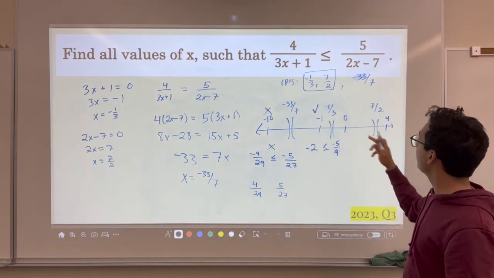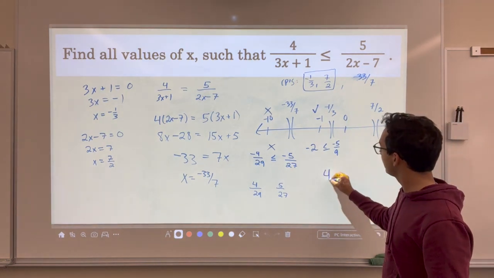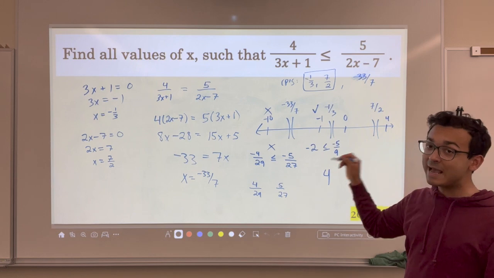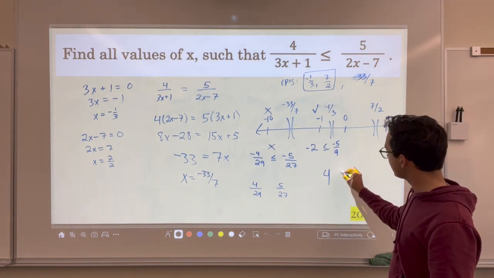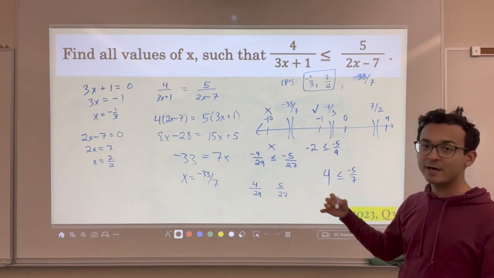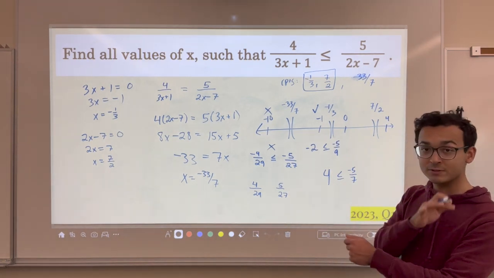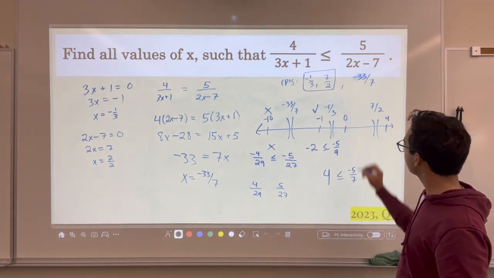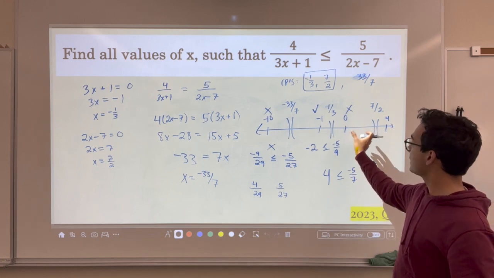So now we can test 0. If we plug in 0, we just get 4 over 1, which is 4. If we plug in 0 here, we get negative 5 over 7. And of course, it's not true that a negative value is greater than a positive value, so we know that that is a false statement, and therefore 0 does not work, and nothing in that interval works.